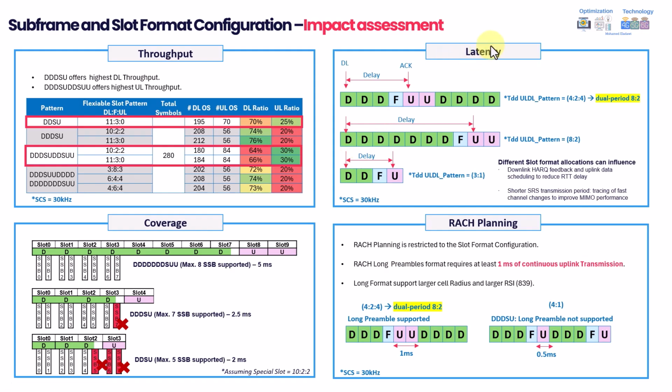So as you can see in this figure, the slot format configuration can directly impact 4 different parts. The first one can be the throughput, the second can be latency, then coverage, and RACH planning as well. So let me first explain latency, RACH planning, and coverage. Latency part, for example, assume that you are giving a different slot configuration.